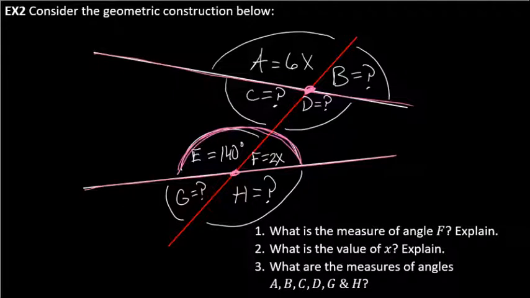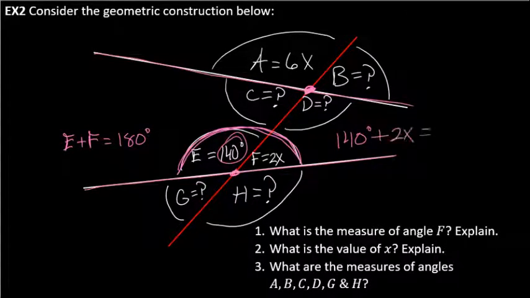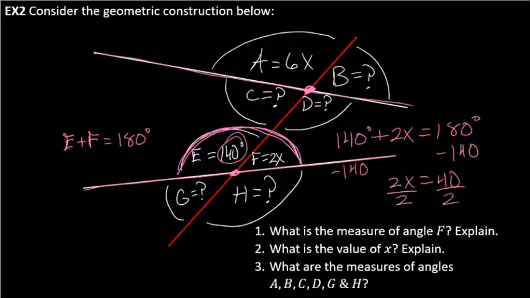E plus F should add to 180. So that means 140, right? 140, that's E, plus 2x should equal 180. We would just subtract 140 from both sides. And we're left with 2x equals 40. Then we have to divide by 2 on both sides. X is going to equal 20.